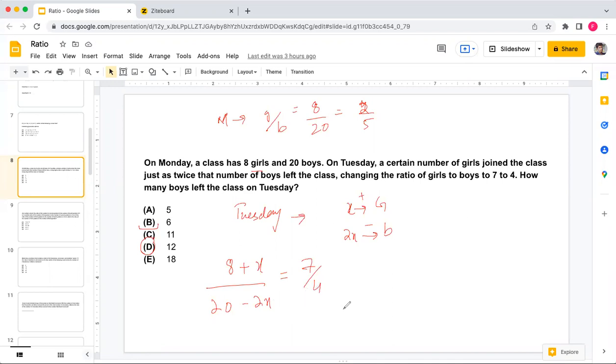Now just solve this, and that will be 32 plus 4x is equal to 140 minus 14x, right? So this will be 18x is equal to 108 and x is equal to 6. Wow, so anyone can assume from here that 6 is the answer. But the question is asking for the total number of boys who left, and x is the number of girls who joined, but the number of boys who left is twice that. So the answer is 2x, which is 2 times 6, which is 12.